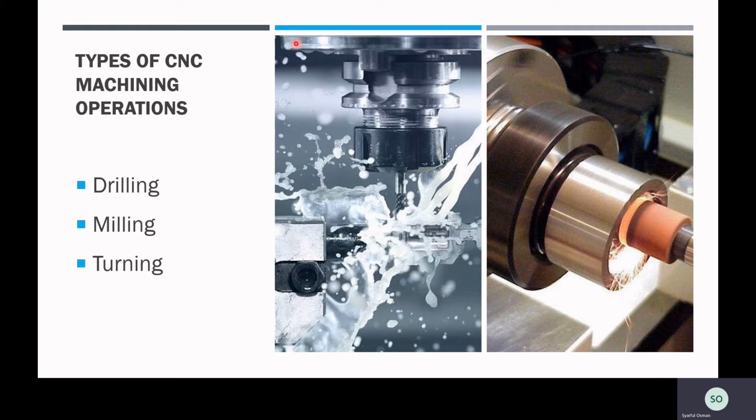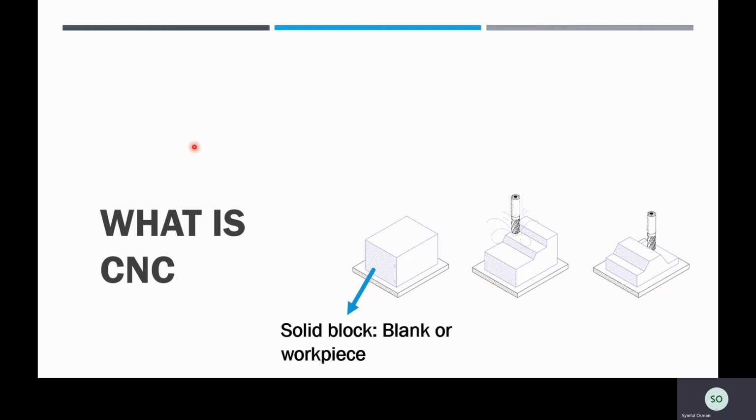And here we have some examples of the most common mechanical CNC machining operations. So we have drilling, milling, and turning. CNC, or computer numerical control machining, is a subtractive manufacturing technology where the parts are created by removing material from a solid block, like what we can see in the figure here. So this solid block we call the blank or the workpiece, and we cut it using a variety of cutting tools.